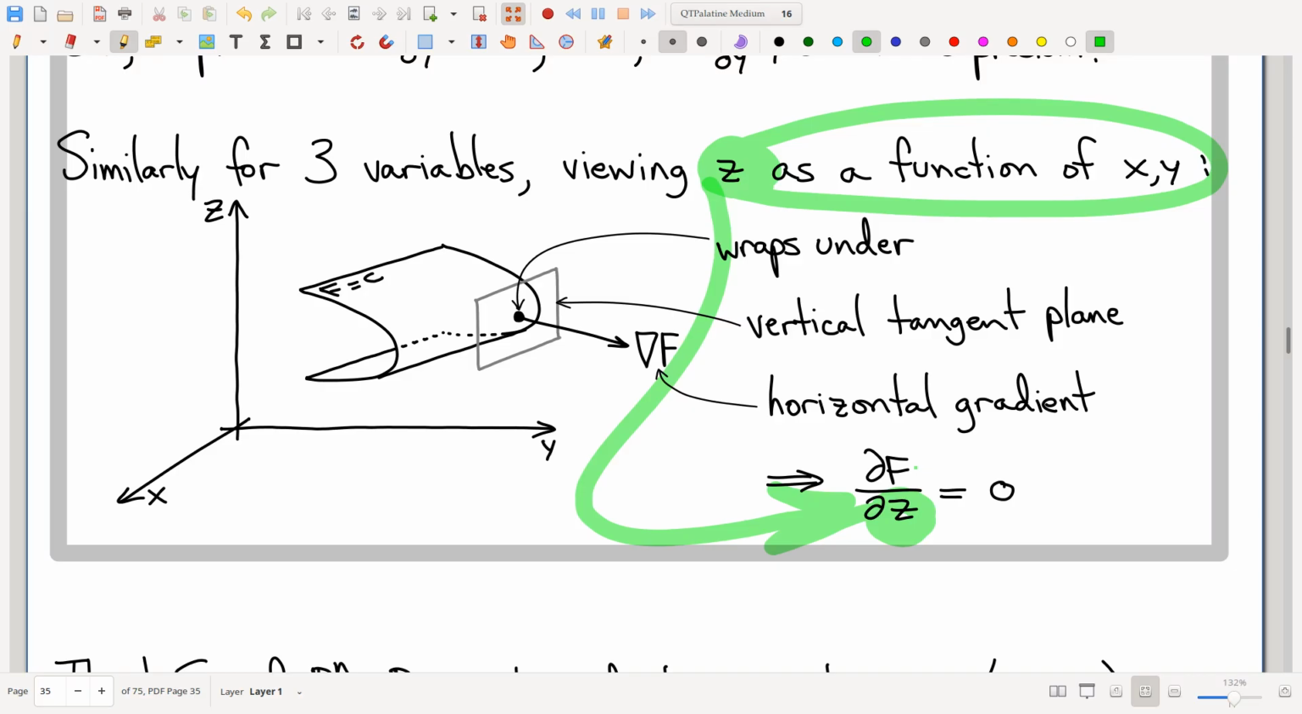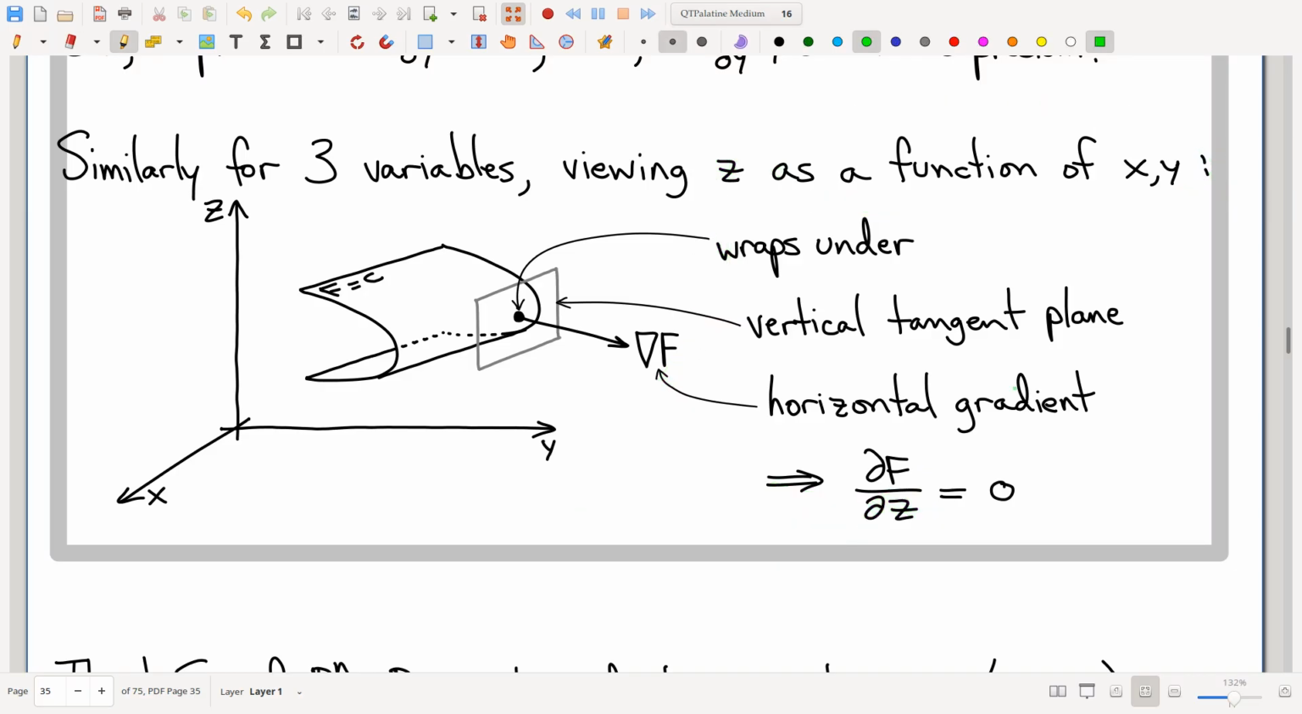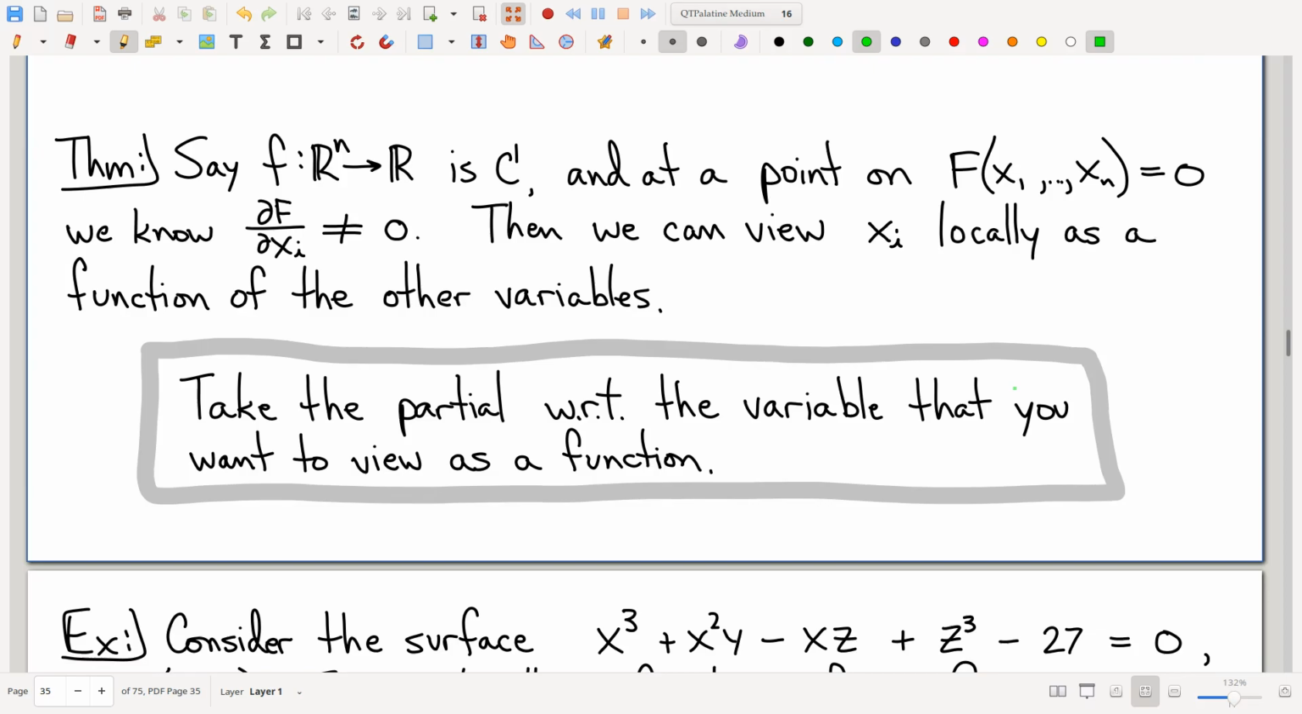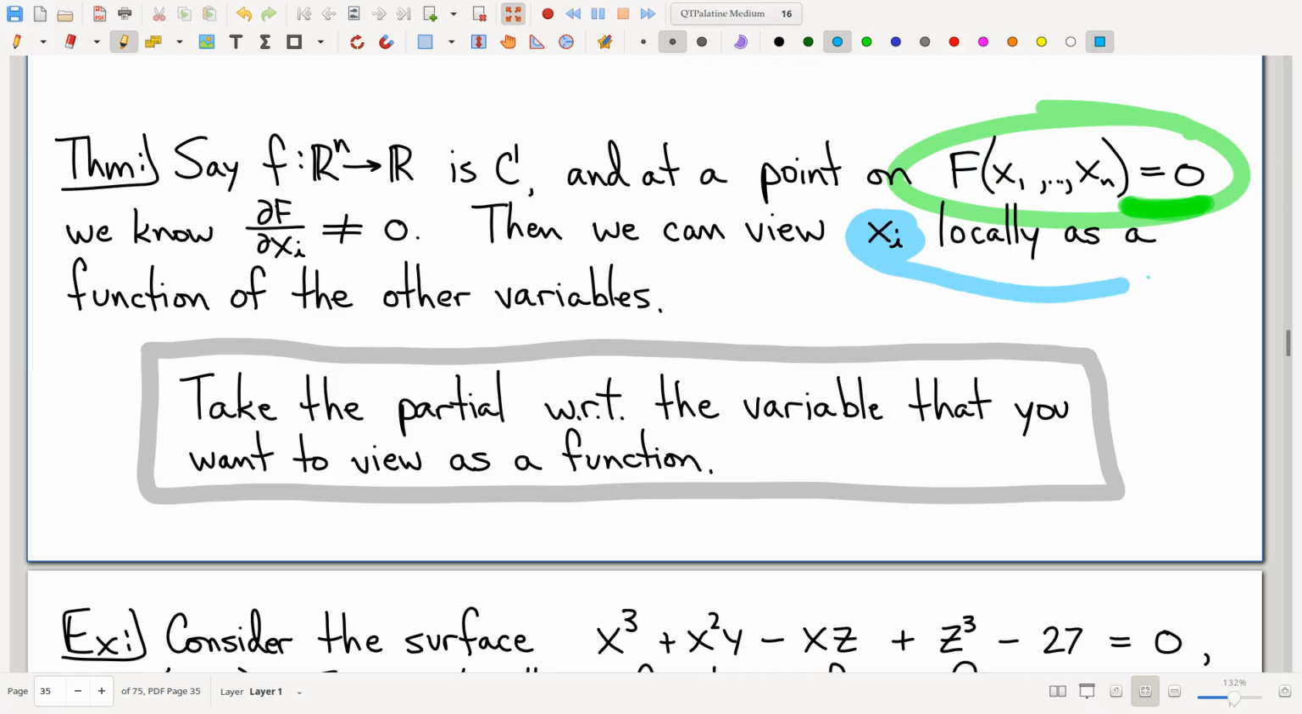Okay. All right. So, punchline theorem. And you'll notice here we've got a level set of some function. If you want to view one of the variables from that expression as being a function, you take the partial with respect to that variable. And non-zero means no problem, just like the other cases we've already seen. So, nice pattern. Always take the partial with respect to whichever variable you want to view as a function.